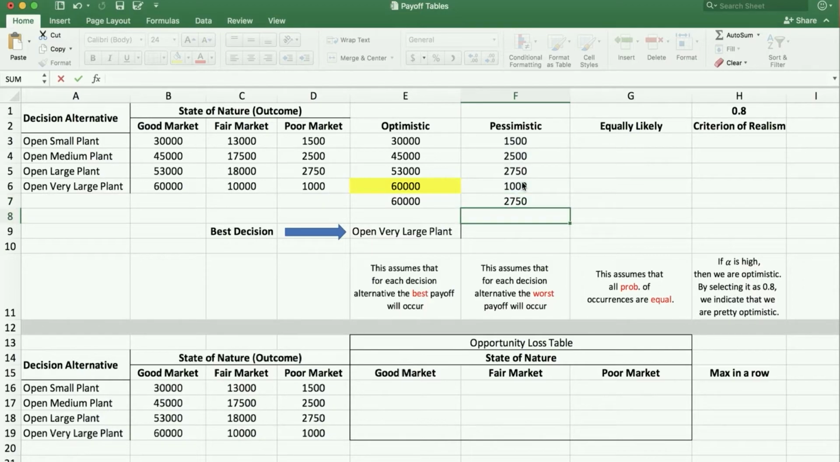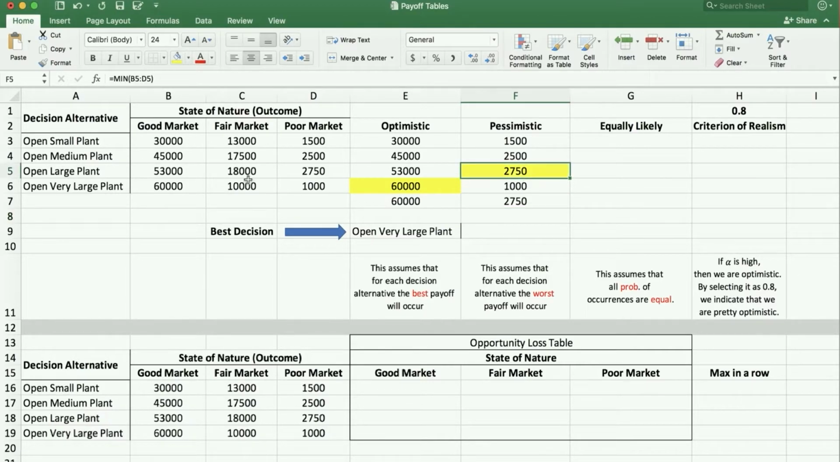All right. So the maximum of these minimum amounts is 2750, which comes from the third decision, which is to open a large size plant. So as you can see, the decisions could be different depending on the approach. For the pessimistic approach, now our decision is to open a large plant.